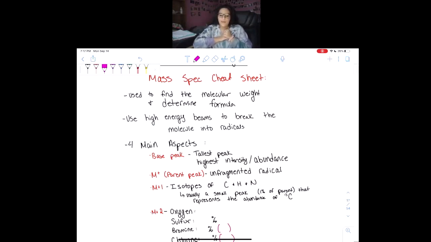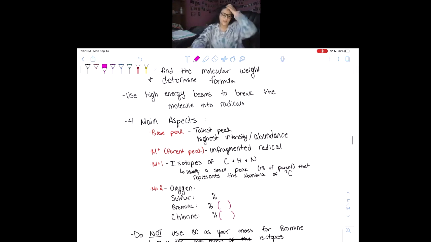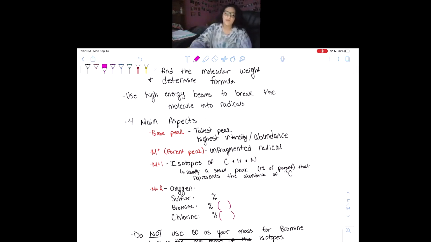The four main aspects of Mass Spec, the four things we're going to focus on, are the base peak, the M+ peak, M+1, and M+2. The base peak, as it's stated here, is the tallest peak, and therefore it is the one with the highest intensity, aka the highest abundance. The M+ peak is going to be our parent peak. That is our unfragmented radical, aka our total mass of the molecule.